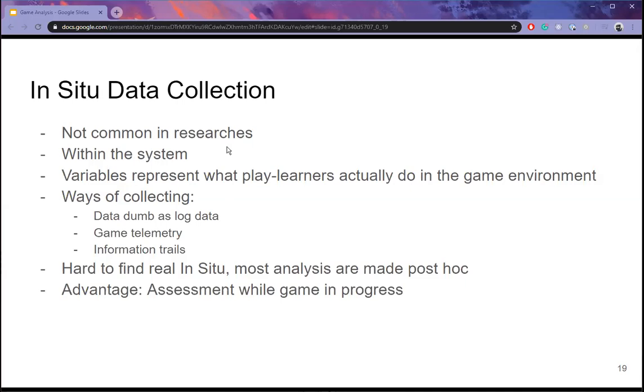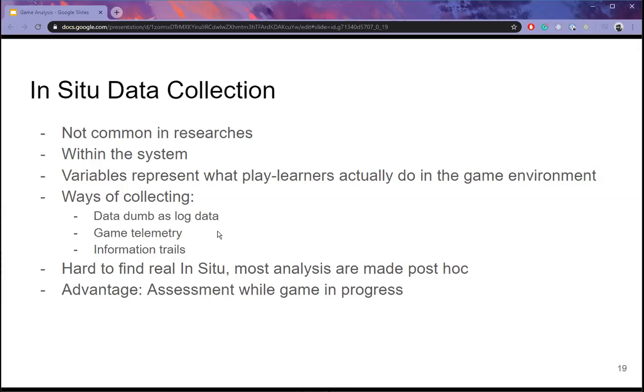Also some trivia: it's a bit hard to find a real in situ, because most analyses are made post hoc in an ex situ environment. So a real in situ would be that you collect while the player is playing the game and you analyze while the player is still playing the game. This would be the analysis in situ and the data collection in situ.